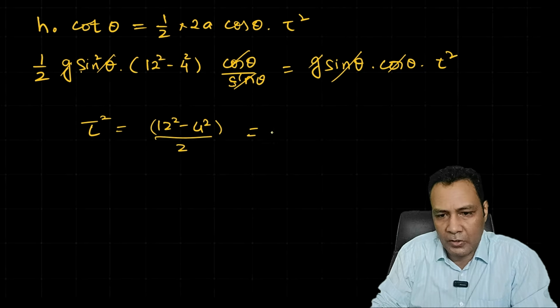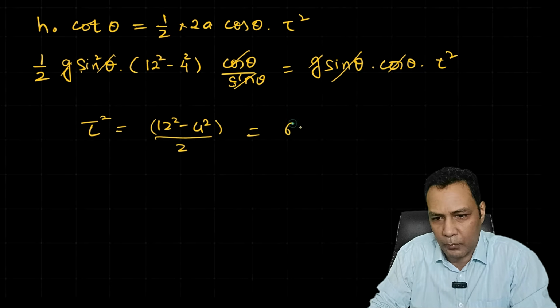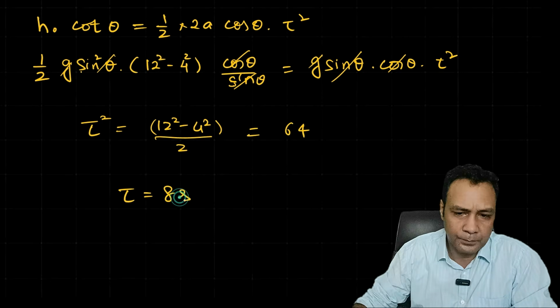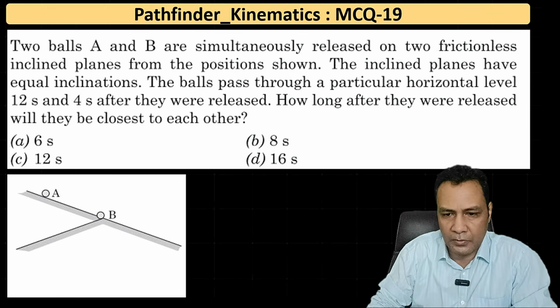So that is how much? That is 144 minus 16 divided by 2. You will get that tau would be 8 seconds. So we've got option 2 as the correct option. Thank you.